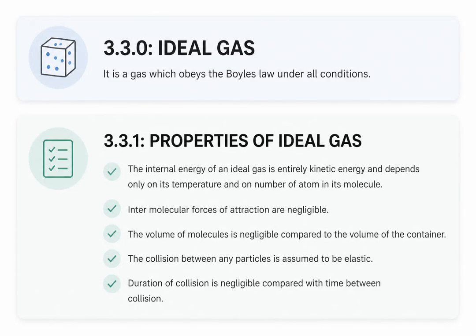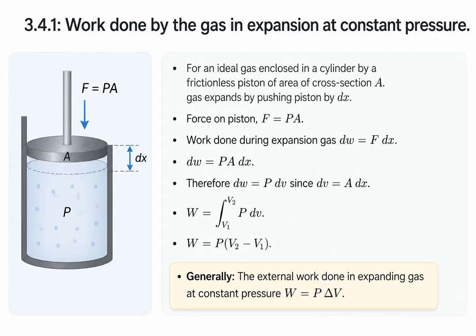We've mentioned ideal gases several times, but what exactly defines one? An ideal gas obeys Boyle's law perfectly under all conditions. Its properties include having internal energy that is entirely kinetic, negligible intermolecular forces, negligible molecular volume, perfectly elastic collisions, and instantaneous collision durations. When a gas expands, it does work on its surroundings.